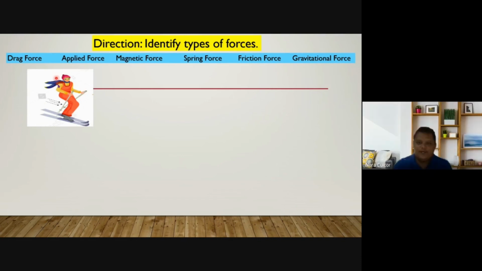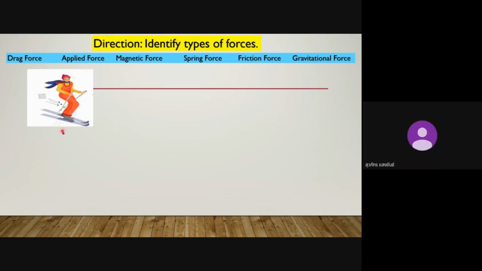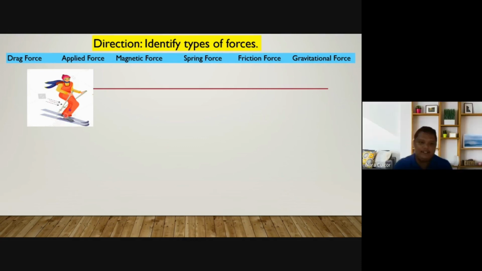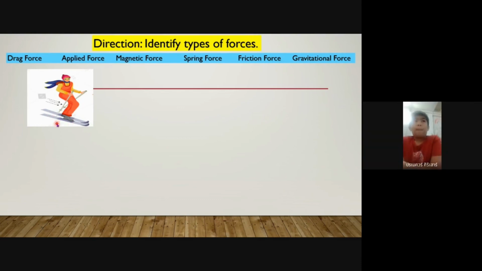What kind of force is this? Drag force. Okay, I will explain again. I'm sorry. This is a skate. This is the ground. Okay, the ground and the skate. So it creates a friction force.